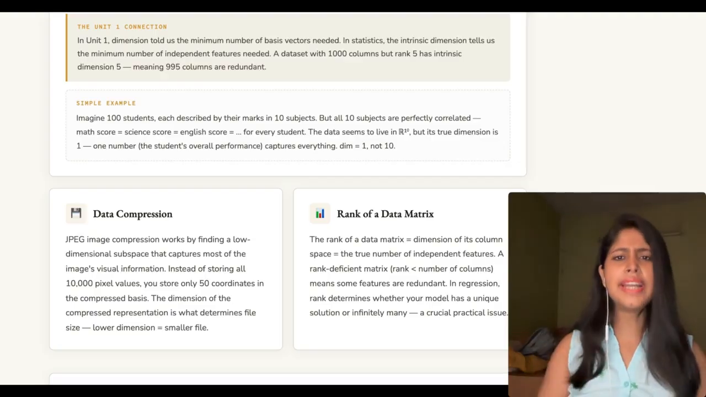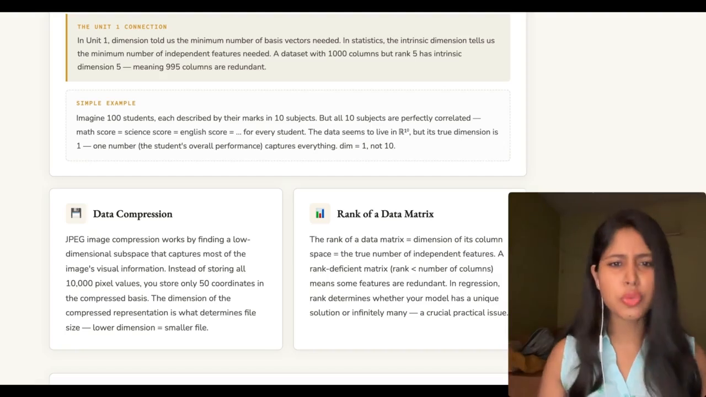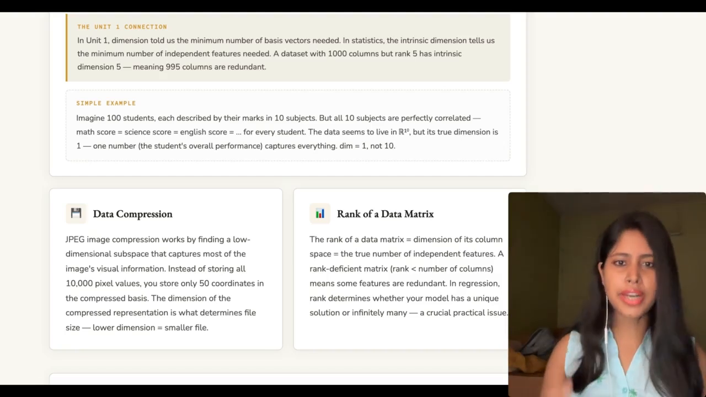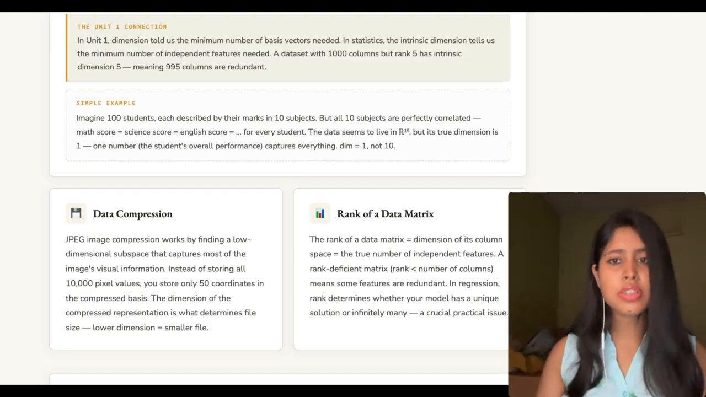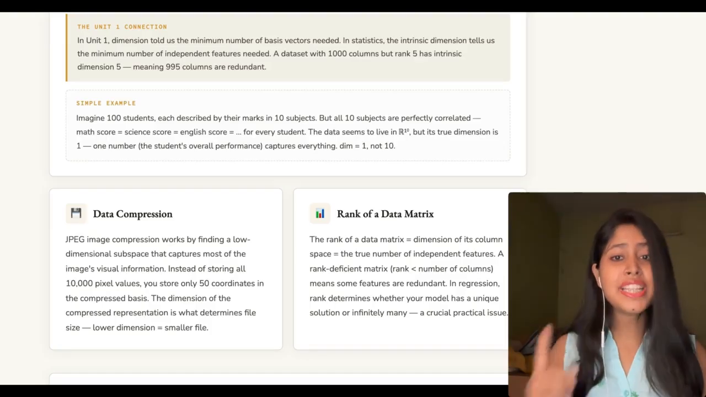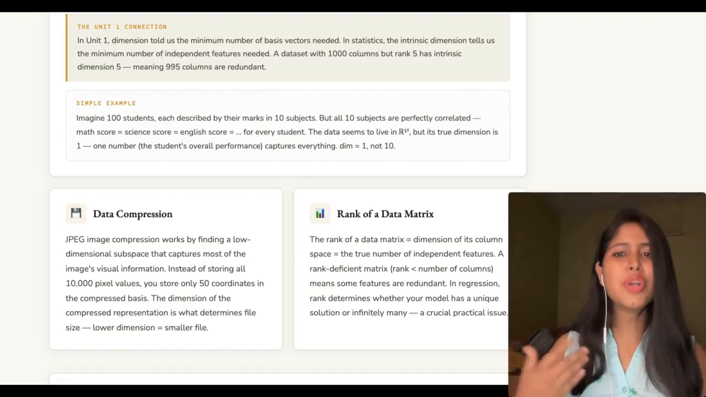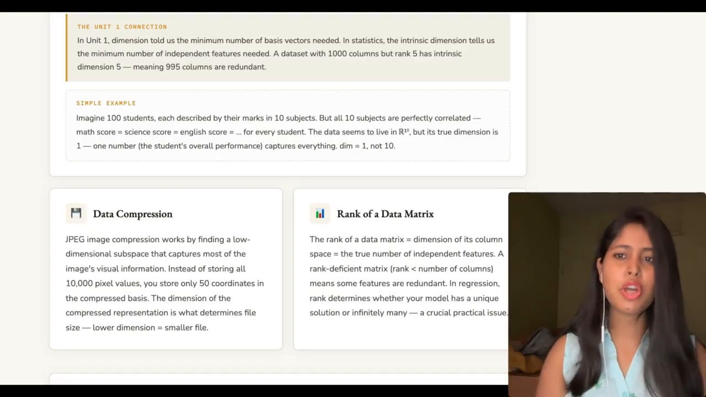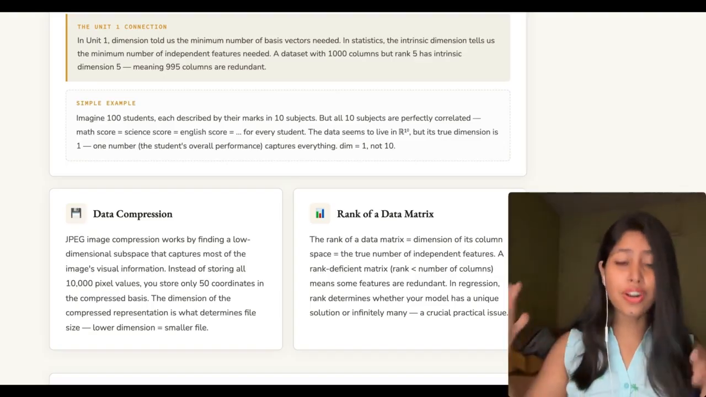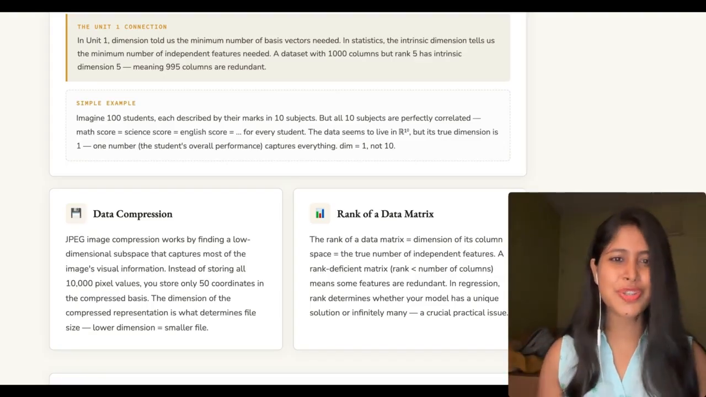So those 9 extra dimensions are adding no genuine information. Formally, this is captured by the rank of the data matrix, the dimension of the column space. A data set with 1000 columns but rank 5 has intrinsic dimension 5. 995 columns are redundant. So in Unit 1 terms, those 995 columns are linearly dependent on the 5 basis columns. Can you relate to all the topics which are so much linked in Unit 1, right?